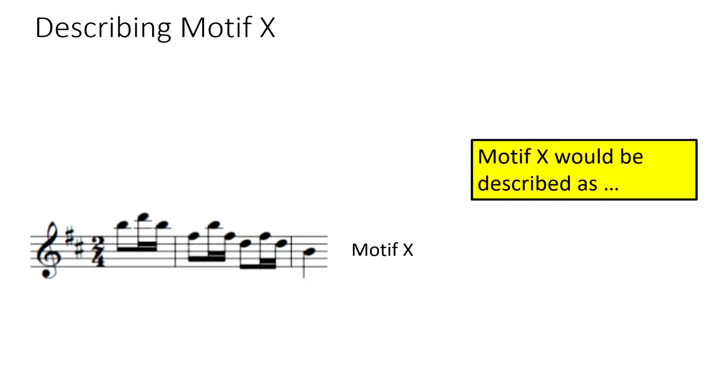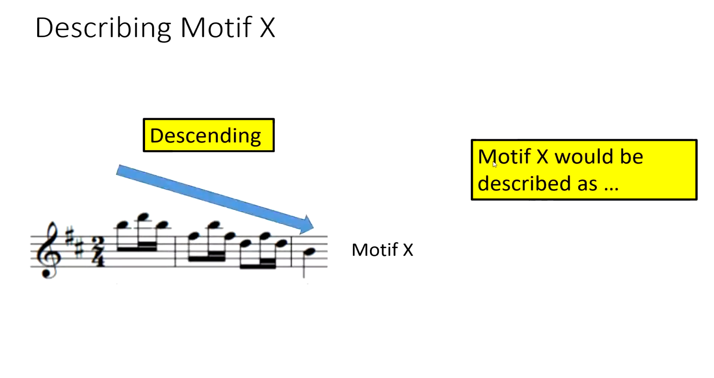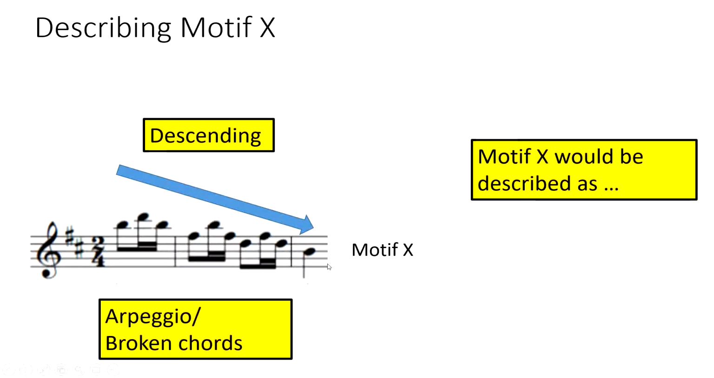Now, just to recap that, if we were to be analysing motif X, we can just look at it and listen to it and see and hear that it is descending in pitch. It is getting lower, so we can see it's going from high pitch to low pitch. We'd also be able to describe it as an arpeggio or broken chord. And as we know, a broken chord or an arpeggio are the notes of a chord but played separately. So this would be described as a descending arpeggio or descending broken chord.